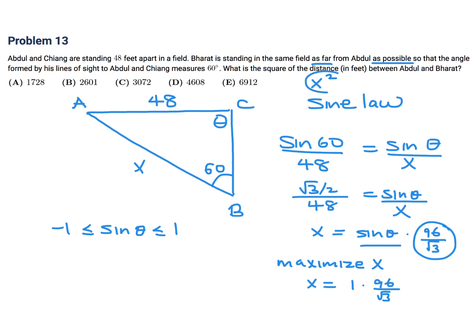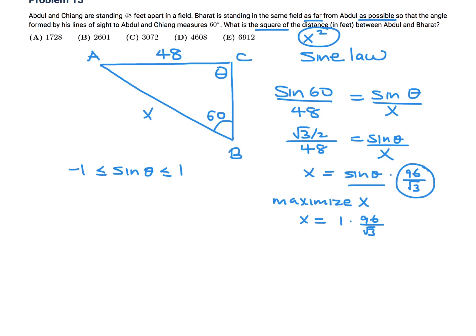And then, of course, we want the square, and that's important, because none of the answer choices are 96 over root 3. So you'd have to go back to the question to figure out, even if you were initially confused. You'd have to square this, so that'd be 96 squared over 3, and that's going to be 3072. So that would be C.